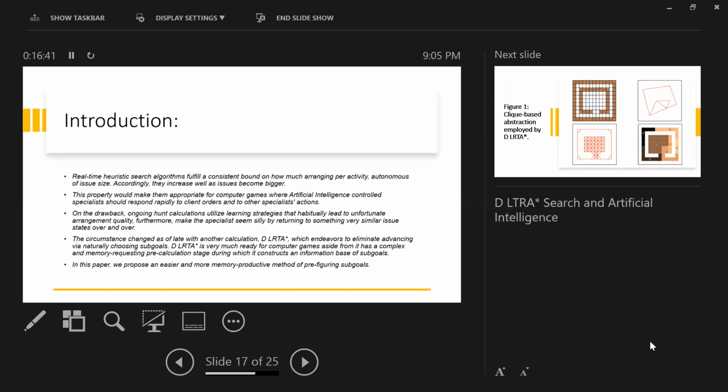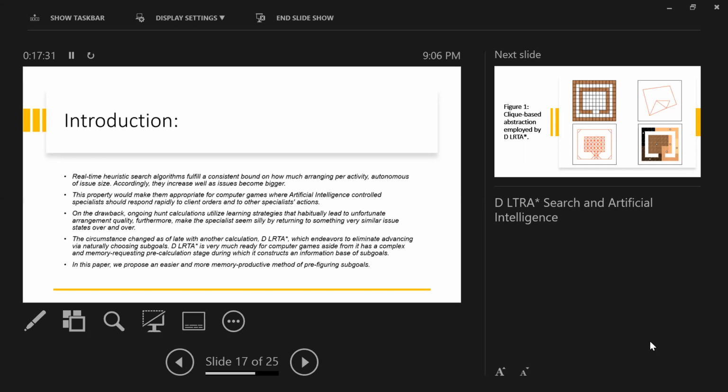When I come to the introduction, real-time heuristic search algorithms fulfill a constant bound on how much planning is done per action, and it is independent of the problem size. Their properties make them appropriate for computer games where artificial intelligence controlled agents should respond rapidly to user commands and to other agents' actions. On the drawback, real-time search algorithms utilize learning strategies that habitually lead to poor solution quality.